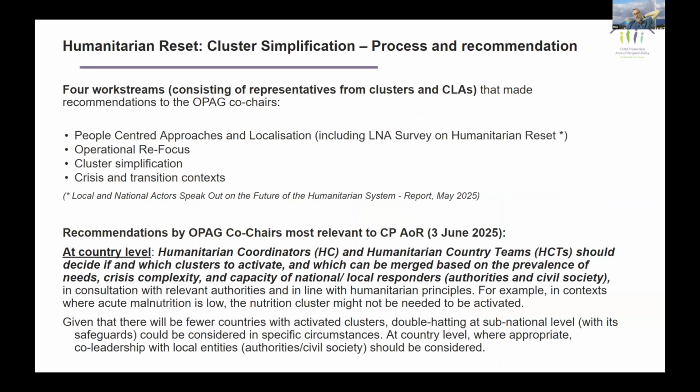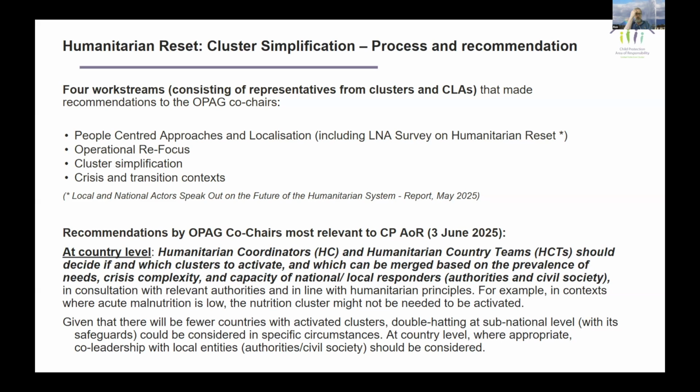So as I said, the first meeting, the group of representatives of the cluster lead agencies and the global cluster coordinators and some of their deputies or co-coordinators were divided in 4 work streams that worked on 4 different areas. One was around people-centered approaches and localization. And the interesting part there, and I think they did a great job, by really bringing in the voices of local and national actors.